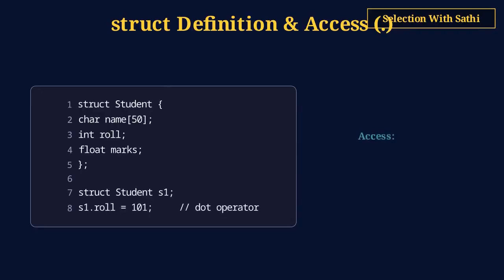A struct groups related variables of different types under one name. For example, a student struct can have a name, age, and GPA as members. You access members using the dot operator, student.name, student.age. If you have a pointer to a struct, you use the arrow operator, ptr->name, which is equivalent to (*ptr).name. One important detail: the size of a struct is often greater than the sum of its members because the compiler adds padding bytes for memory alignment.